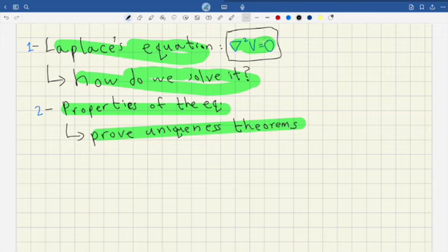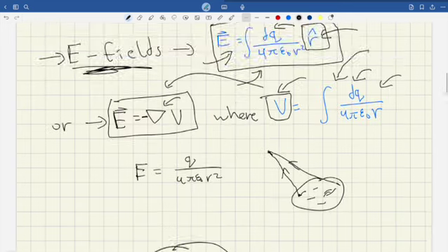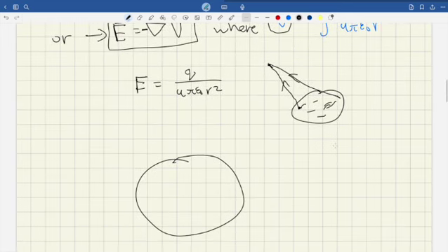Because through Laplace's equation, we can prove something called a uniqueness theorem, and we'll prove multiple uniqueness theorems. And these uniqueness theorems can let us directly find electric fields without doing any integrals using something called image charges, which we'll cover later. Now, what is Laplace's equation, right?